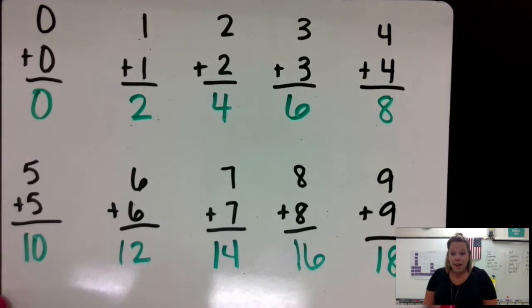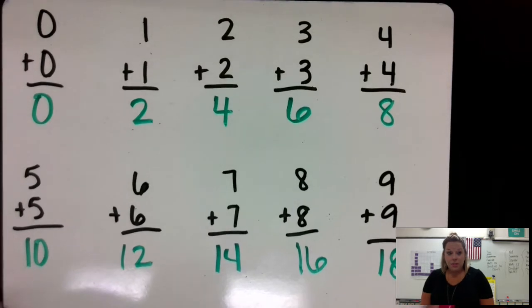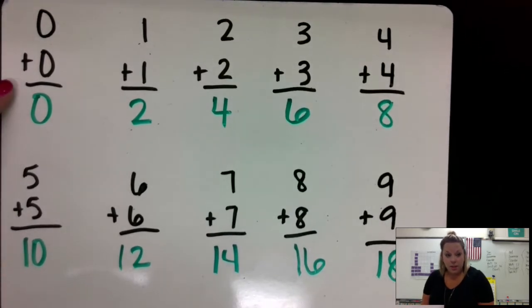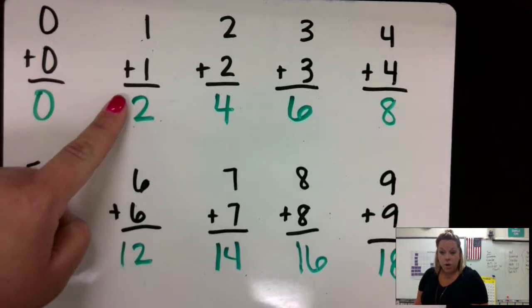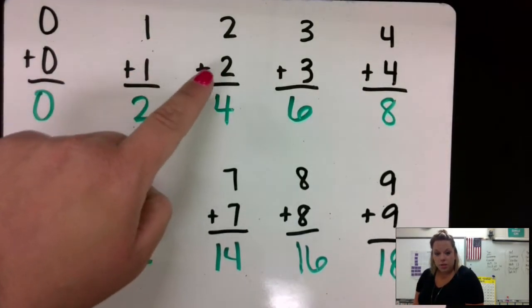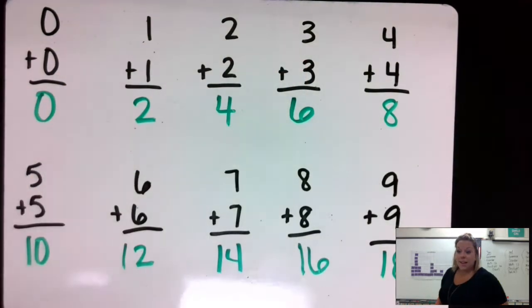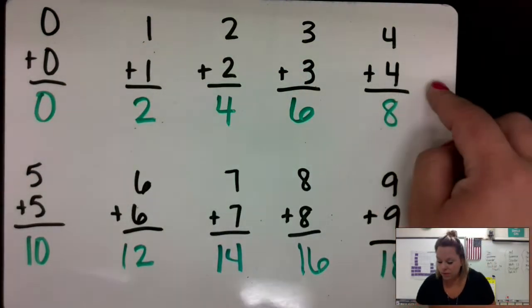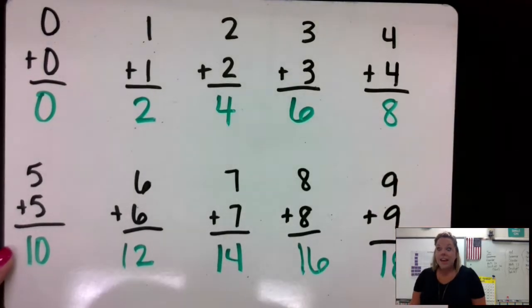It's the doubles, baby, let's go, let's go. It's the doubles, baby, and we start with 0. 0 plus 0 equals 0. Oh, 1 plus 1 equals 2. Woo! 2 plus 2 equals 4. More. 3 plus 3 equals 6. Kicks! 4 plus 4 equals 8. That's great. 5 plus 5 equals 10.